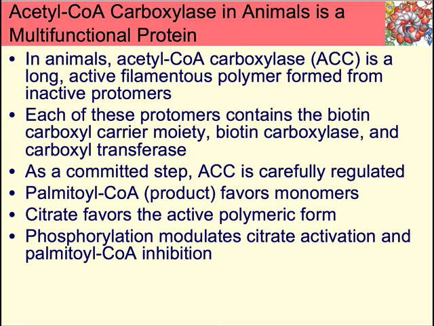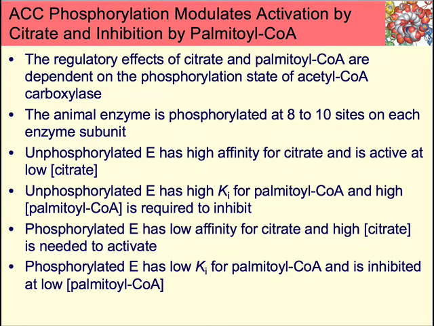Phosphorylation modulates citrate activation and palmitoyl-CoA inhibition. The regulatory effects of citrate and palmitoyl-CoA are dependent on the phosphorylation state of the acetyl-CoA carboxylase. The animal enzyme is phosphorylated at 8 to 10 sites on each enzyme subunit. The unphosphorylated enzyme has a high affinity for citrate and is active at low citrate concentrations. The unphosphorylated enzyme also has a high Ki for palmitoyl-CoA, and high palmitoyl-CoA is thus required to inhibit.